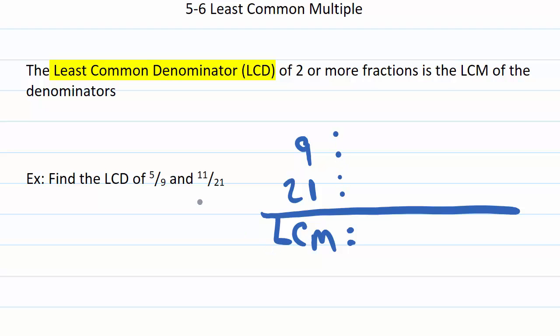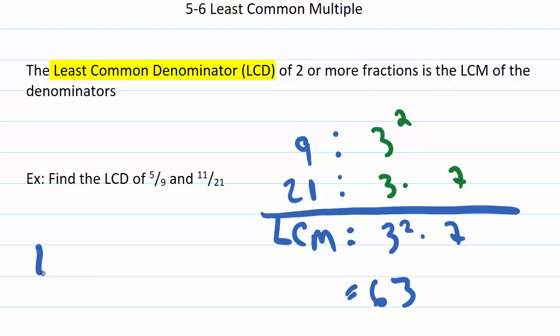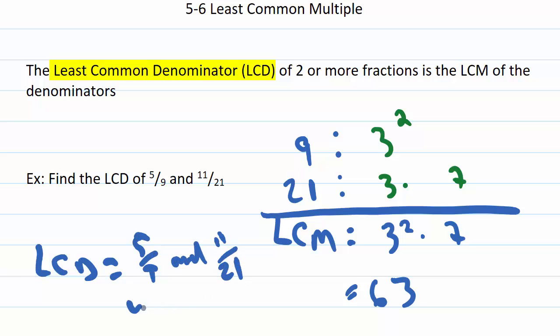So the LCD of 5/9 and 11/21 is the lowest common multiple of 9 and 21. So when I go back, I just follow my process. 9 is 3 times 3. 21 is 3 times 7. So I take the highest number from each. So that would be 3 squared times 7. So the lowest common multiple is 9 times 7, which is 63. So that means the LCD of 5/9 and 11/21 is 63. So the lowest common denominator of 9ths and 21sts is 63rds.